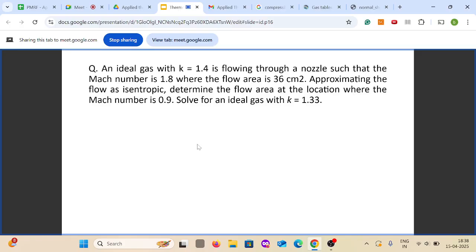The next question is, an ideal gas with gamma of 1.4 is flowing through a nozzle such that the Mach number is 1.8 where the flow area is 36 centimeter square. Approximating the flow as isentropic, determine the flow area at the location where the Mach number is 0.9, and similarly solve for an ideal gas with K of 1.33.